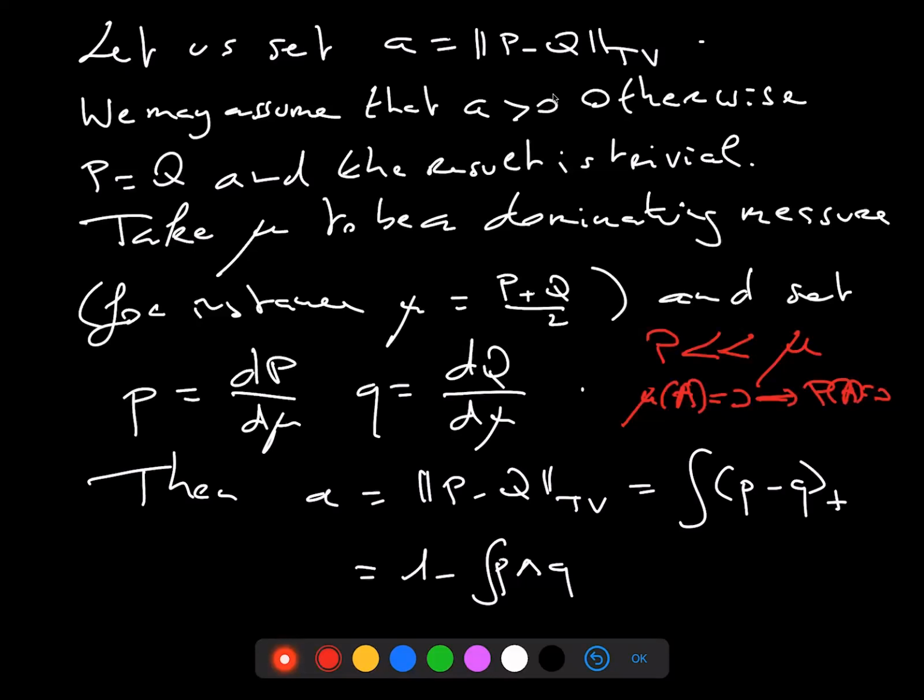Okay. So as I was saying, in this case, when you have densities, you can express the total variation distance as half of the L1 distance between these densities, or like that, the integral of P minus Q positive part, or as 1 minus the integral of P infimum with Q.